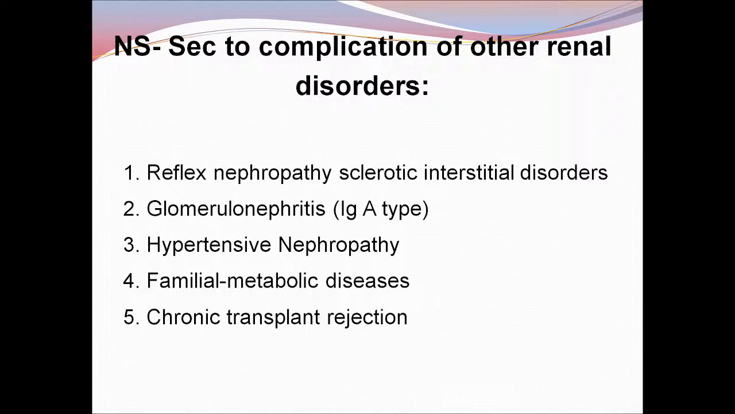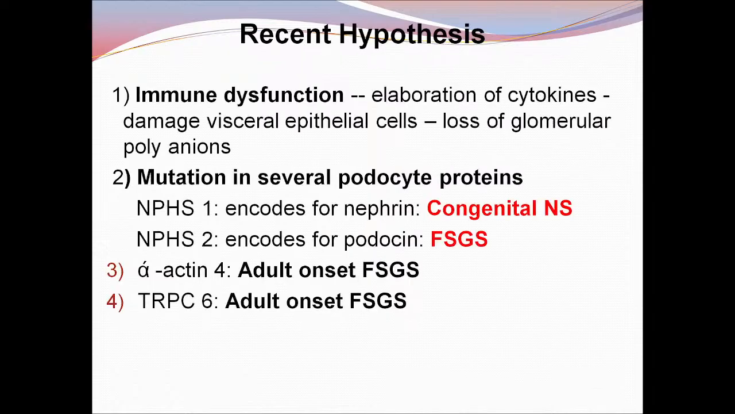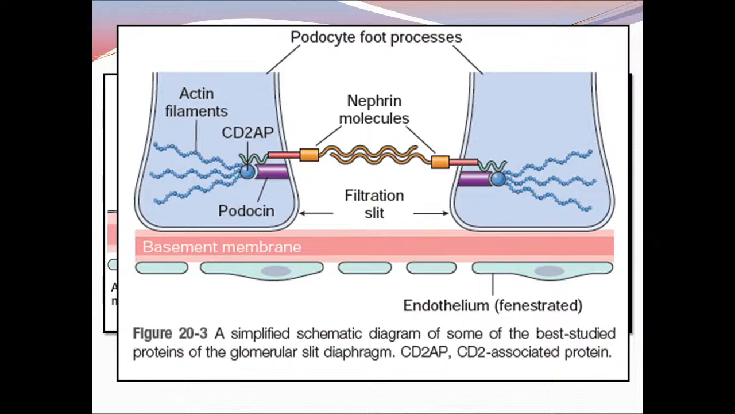Nephrotic syndrome can sometimes be a complication of other diseases. So, this is a list of diseases where you may have a secondary complication. So, as I have told you, immune dysfunction is more common, that is a recent hypothesis which damages the visceral epithelial cells, with release of inflammatory mediators, loss of glomerular polyanions, and this congenital nephrotic syndrome, and maybe because of mutation in this podocin or nephrin, and these are the other two. So, we have seen this diagram. There is a loss of this nephrin molecule and this podocin molecule. So, ultimately this filtration slit will be abnormal, and there is more filtration of proteins.